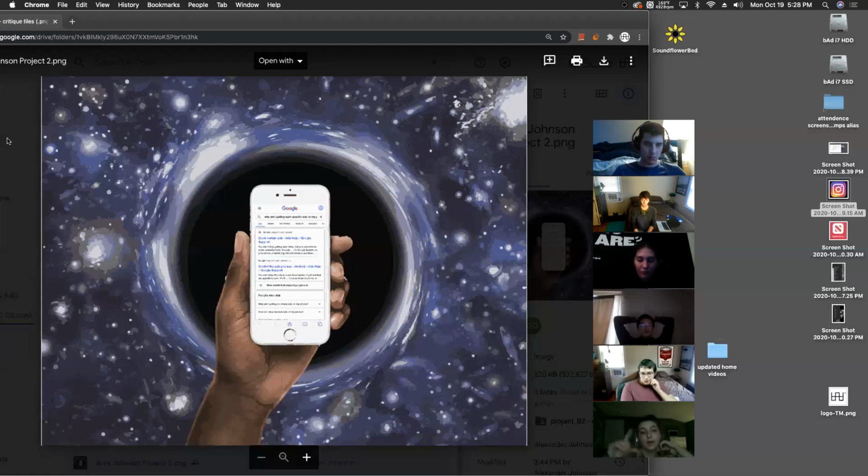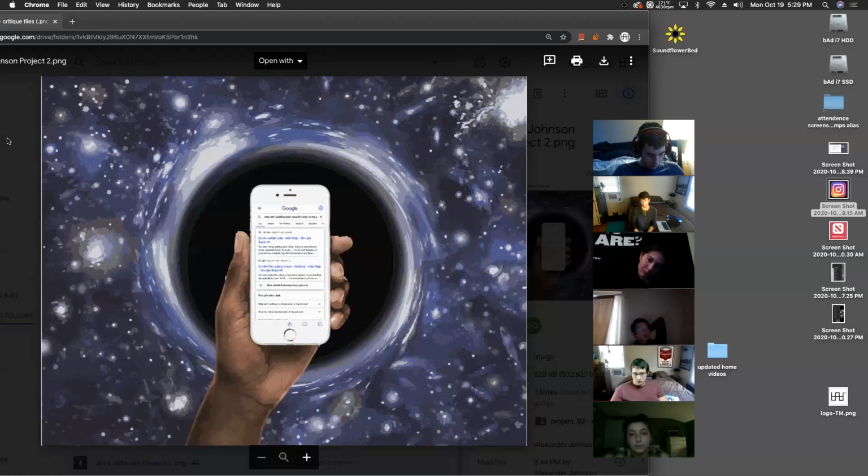Is what's on the phone supposed to be important? Because I don't know if it's just because I'm looking at it through a screen share, but I can't really read what's on the phone. So if that's important, maybe make it more legible. I don't know.